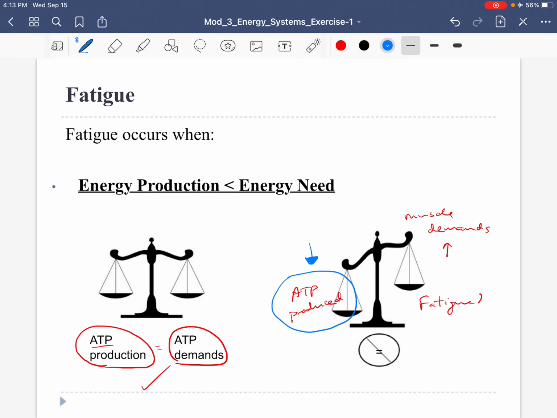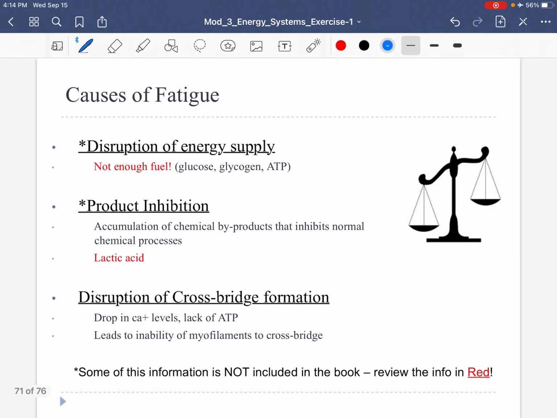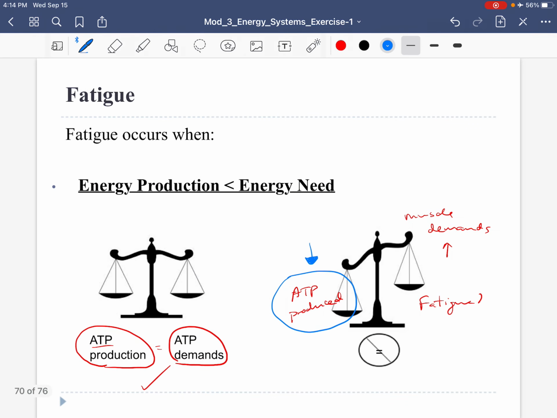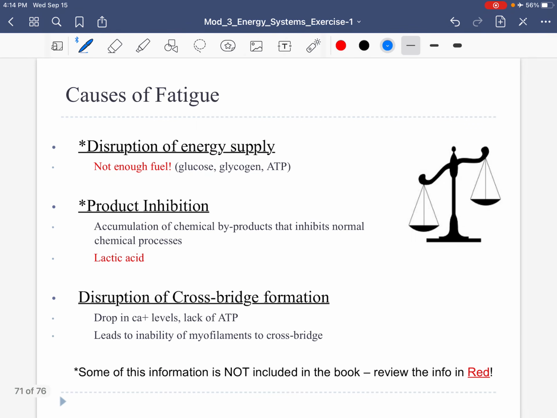Is it just lack of fuel? But in its essence, we become fatigued during exercise when our body is no longer able to bring in as much ATP as the muscle demands. Here are some explanations. So now we're looking at reasons why the body cannot produce enough ATP.